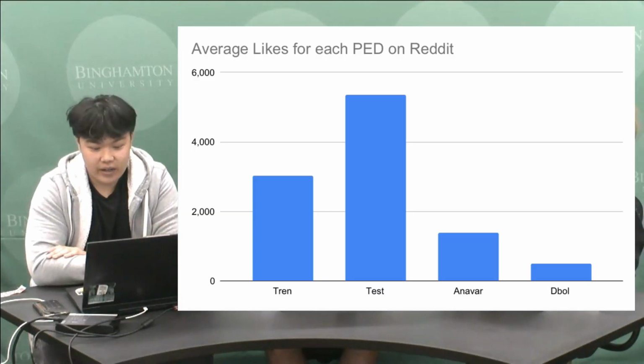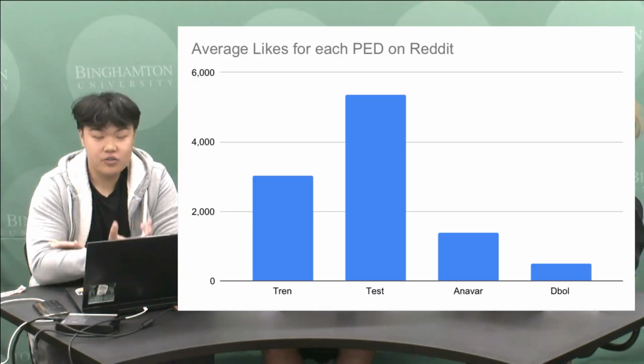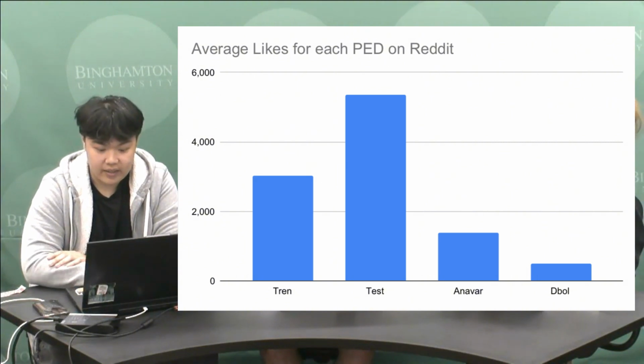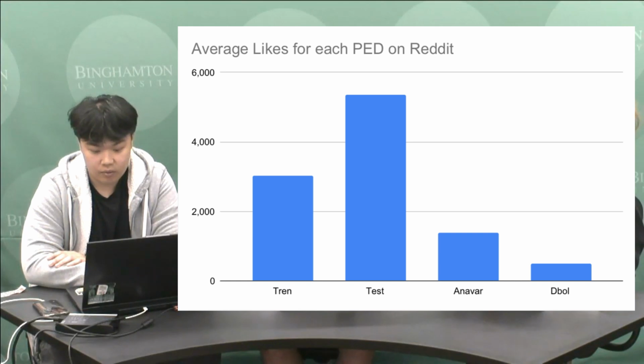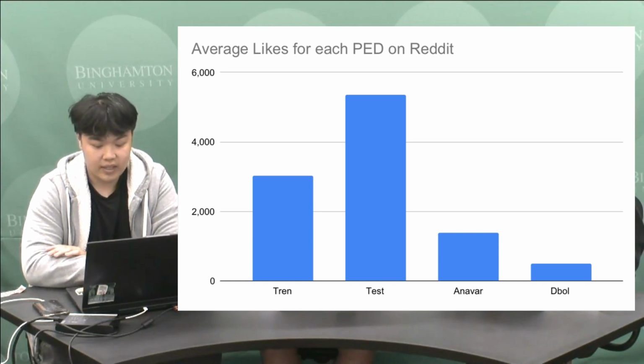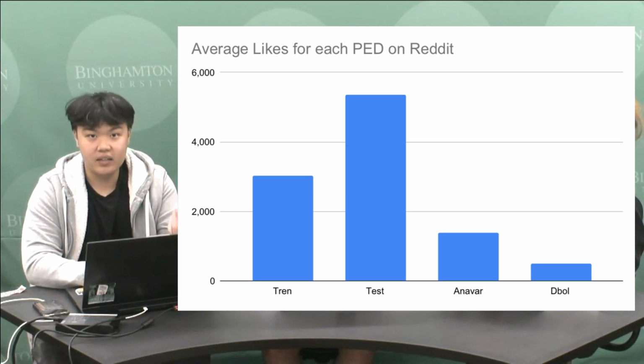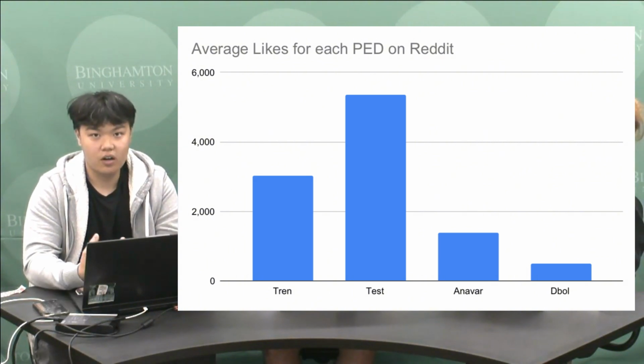Now, when analyzing Reddit, what we saw was that when looking up trend, the total amount of upvotes or likes was 3,000. When looking at test, the total amount of upvotes or likes was 5,000. When looking at D-ball, it was 500. And when looking at Anavar, it was 1,300, or nearly 1,400. Now, this is obviously a very big discrepancy between the like counts between these two platforms, and that lends a little bit more to the different nature of the audiences within these platforms, like we'll talk about in the final episode.